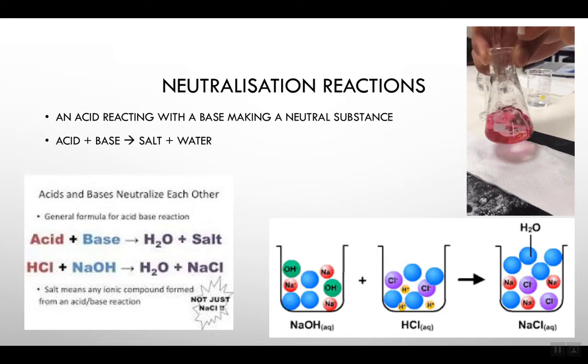If your acid is hydrochloric acid, as we see in the diagram down here, and the base is sodium hydroxide, then your salt would be sodium chloride, but it could be any other ionic substance. And as the diagram up there shows you, we can use an indicator to see when the reaction's taking place.